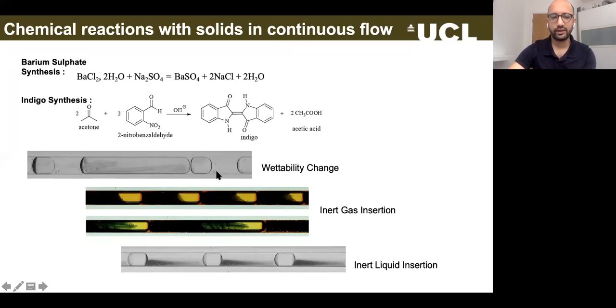So we change the wettability so that the particles are trapped inside this dispersed phase. Here we inserted an inert gas, which pushes the solids throughout the reactor. And then we introduce a liquid, which also does the same in a more vigorous manner.